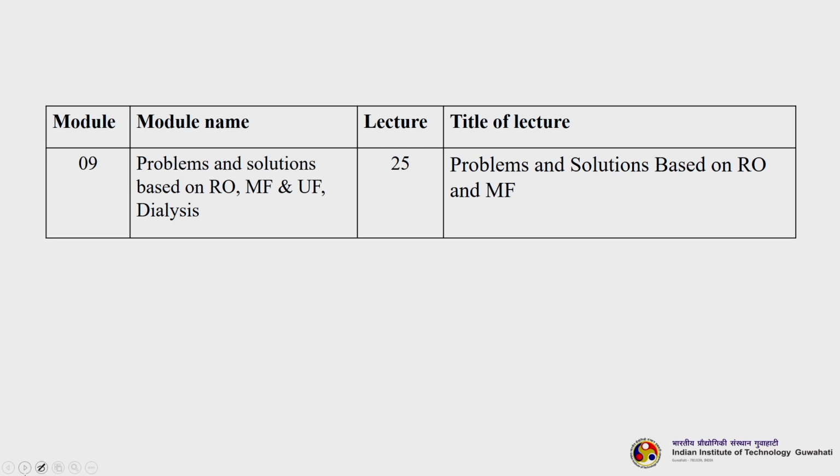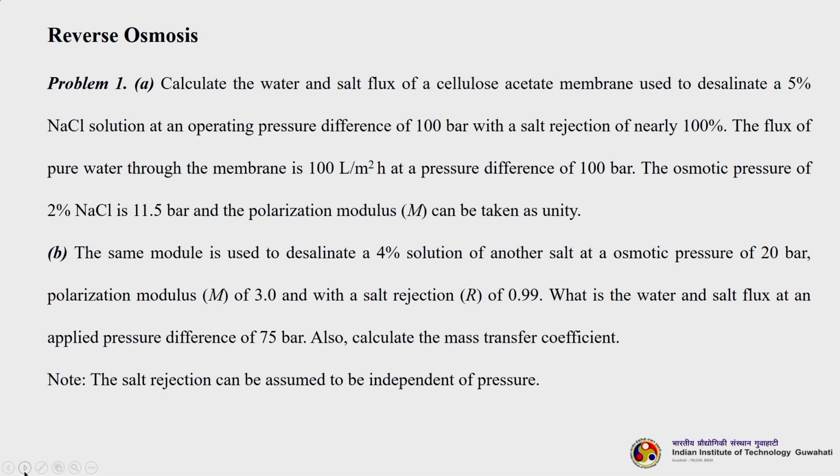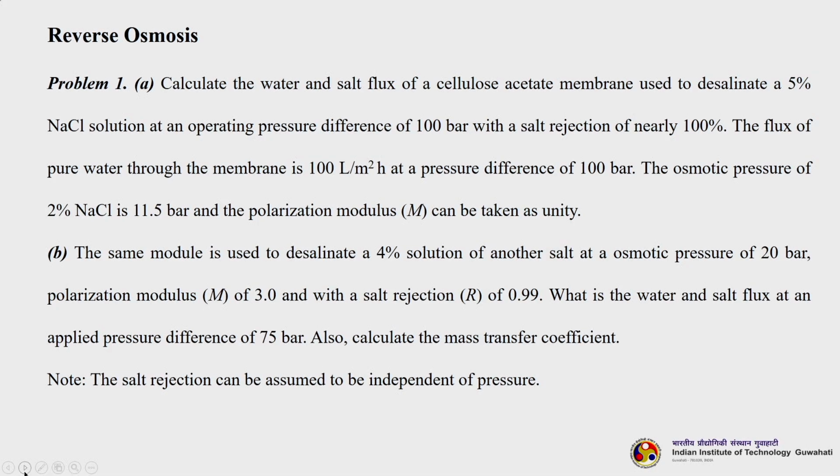So, let us see problem 1. Calculate the water and salt flux of a cellulose acetate membrane used to desalinate a 5% sodium chloride solution at an operating pressure difference of 100 bar with a salt rejection of nearly 100%. The flux of pure water through the membrane is 100 liters per meter square hour at a pressure difference of 100 bar. The osmotic pressure of 2% sodium chloride is given as 11.5 bar, and the polarization modulus M can be taken as unity.